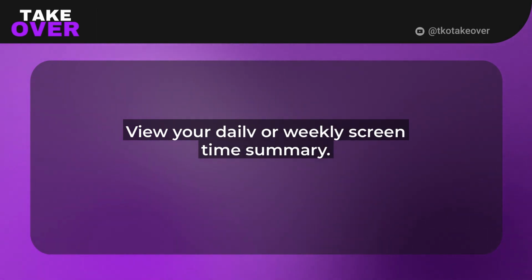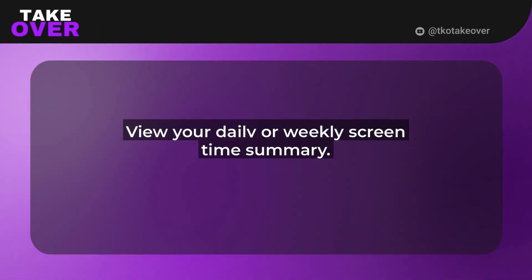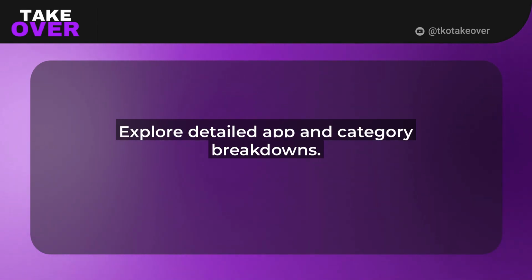Scroll a bit further, and you can tap on See All Activity for a detailed breakdown. This shows exactly which apps are hogging your time, how many notifications you're getting, and even pickups. That's how often you unlock your phone.